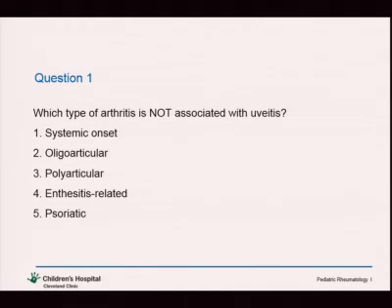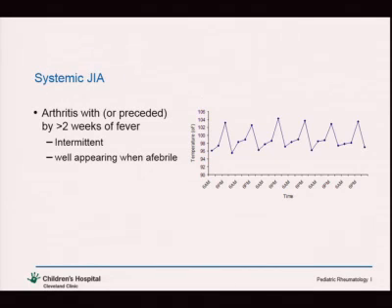So the first question: what type of arthritis is not associated with uveitis or eye inflammation? Systemic onset JIA. The other forms of JIA are associated with some form of inflammatory eye disease.